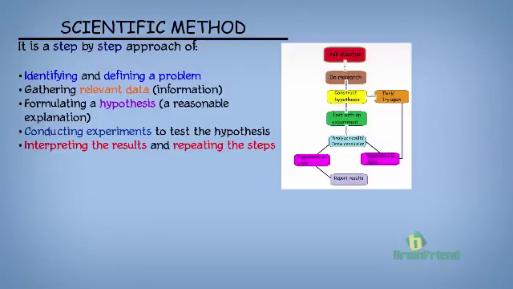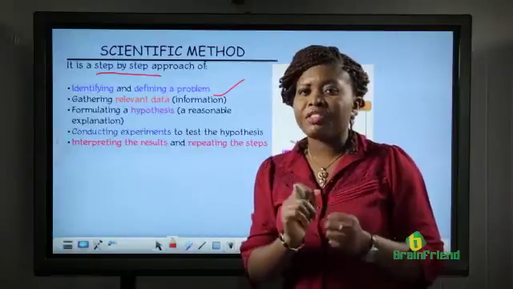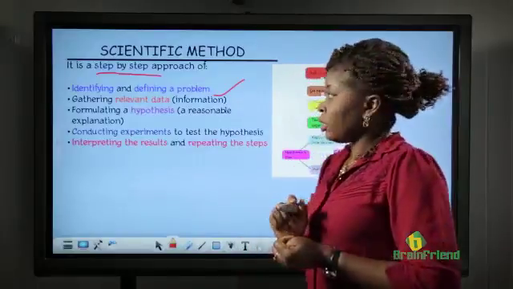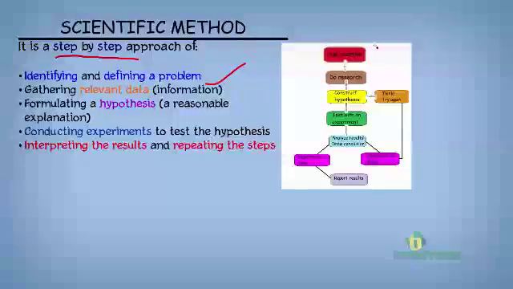And so we say that it is a step-by-step approach of, one, identifying and defining a problem. This means that the first step in a scientific method is to identify a problem and define a problem. And so that step is known as the step of asking questions. You ask questions, you identify a problem, and you define it.